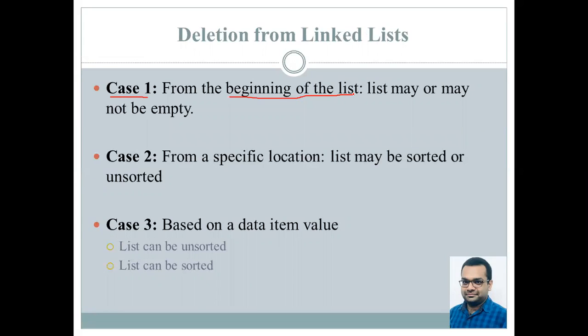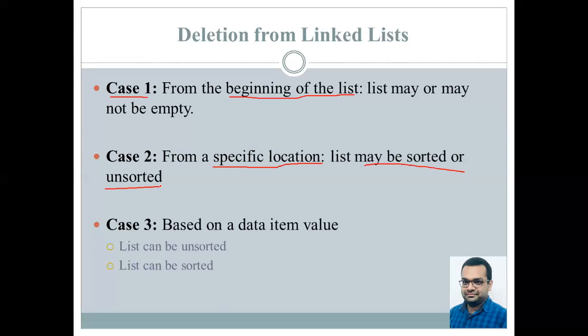Now, case number 2 may arise when we have to perform the deletion from a specific location. Specific location includes either the deletion from a node at a position other than the first node, even including the deletion from the last node, and it does not really matter whether the list is sorted or unsorted. We'll see how to incorporate all these changes into the programming part.